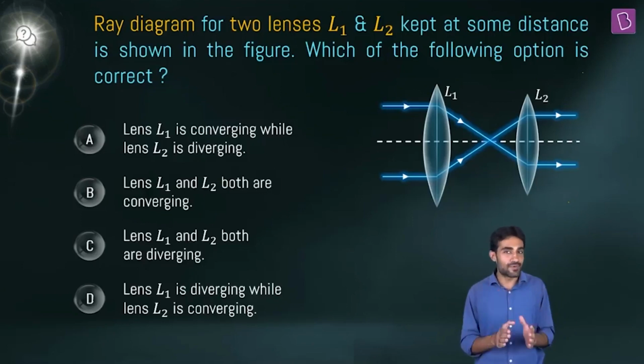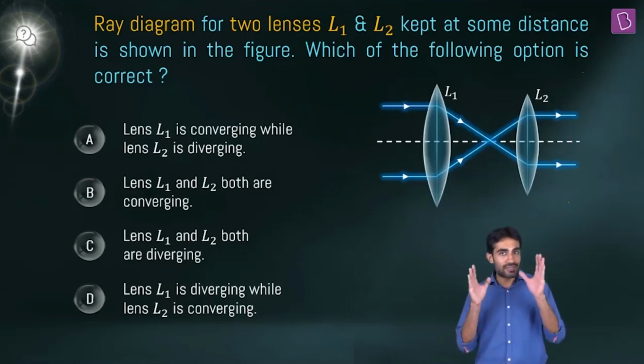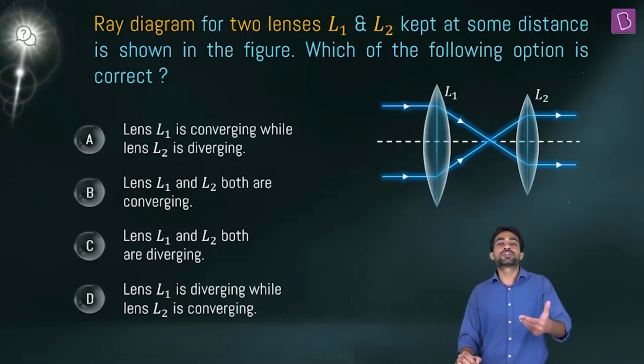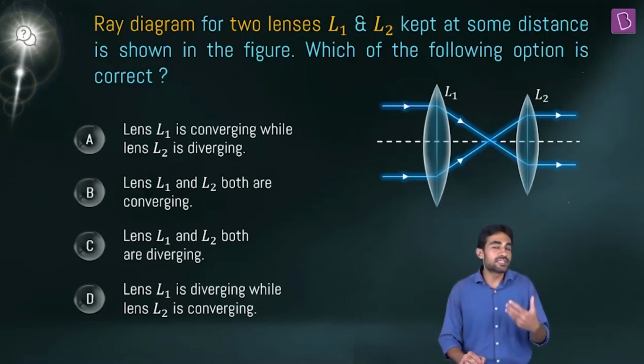So look at lens L1, look at lens L2, look at the ray diagram. Tell me, what is the nature of each lens? Converging or diverging? Now this is the question. How do we solve these types of questions?